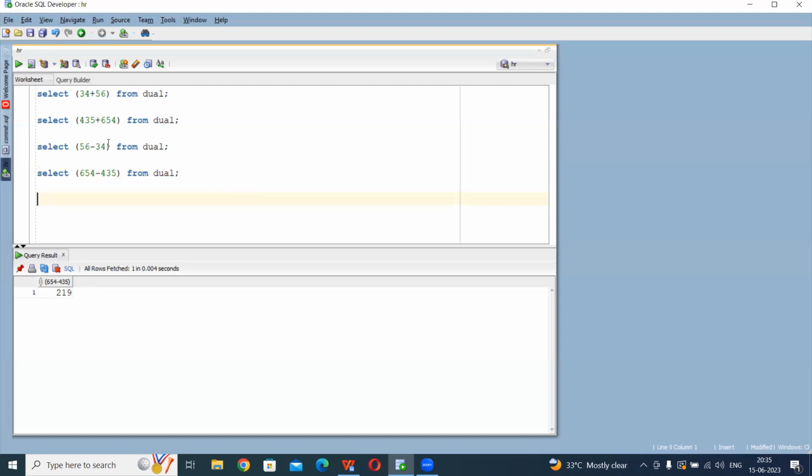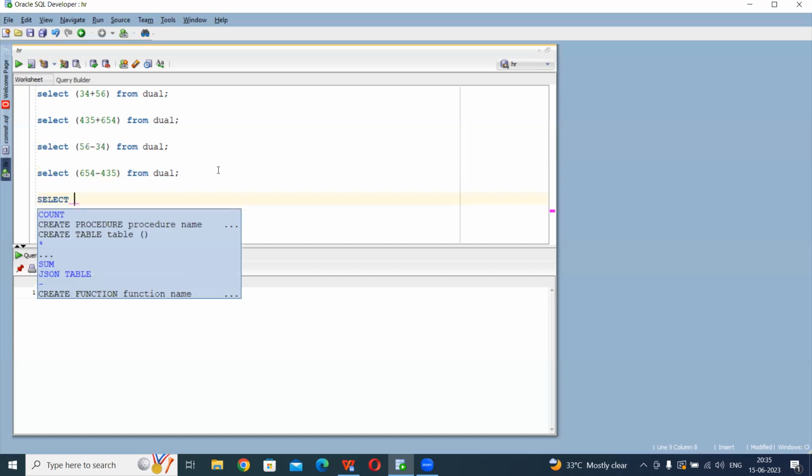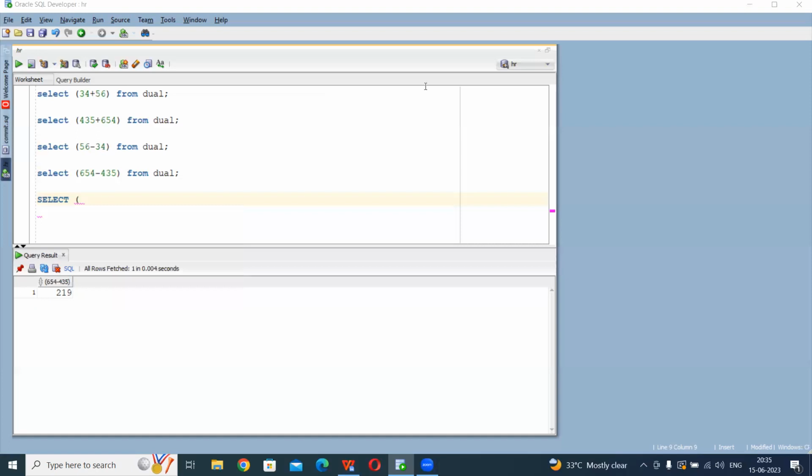So Vijeta, see here, I have used lowercase now. So now I'll use uppercase for writing the next query. So here I'm writing my query starting with select keyword. After this select keyword, I have used the parenthesis. After using the parenthesis, now I wanted to perform multiplication of two numbers. I wanted to multiply 12 with 8. So I have written 12 into 8. After that, I have closed my parenthesis.